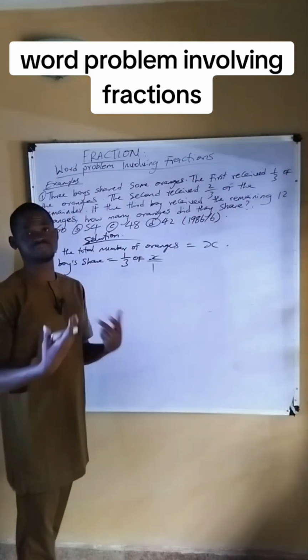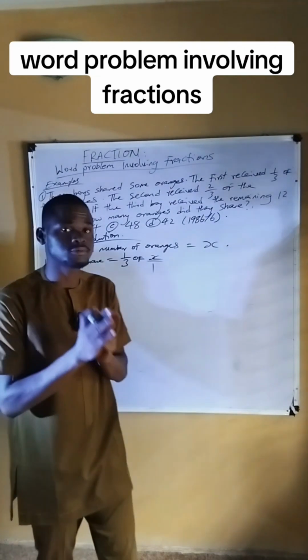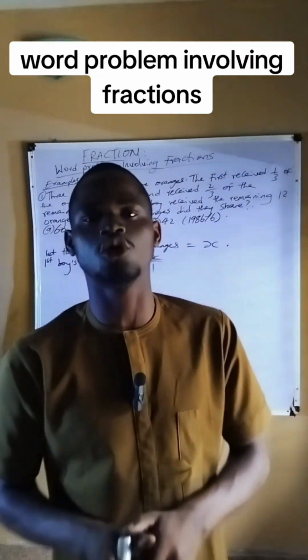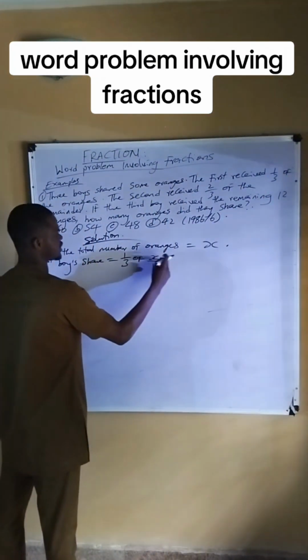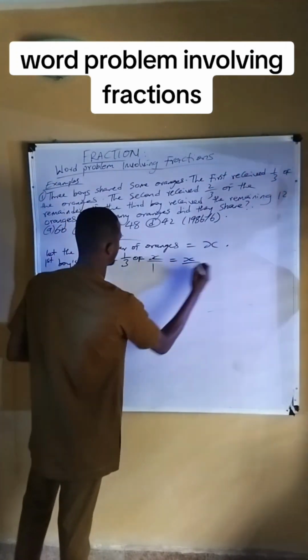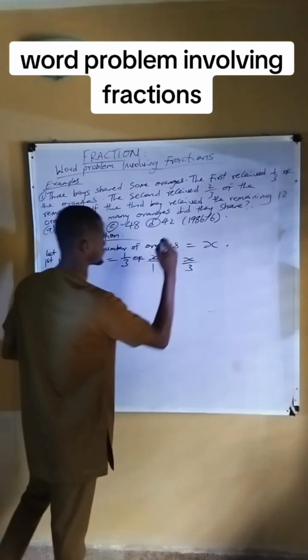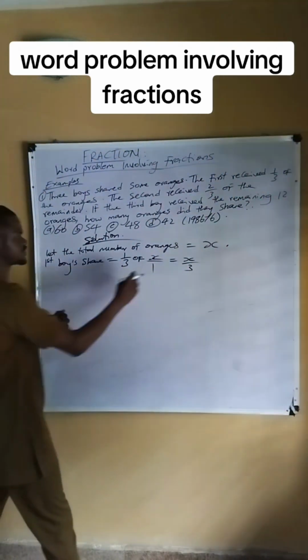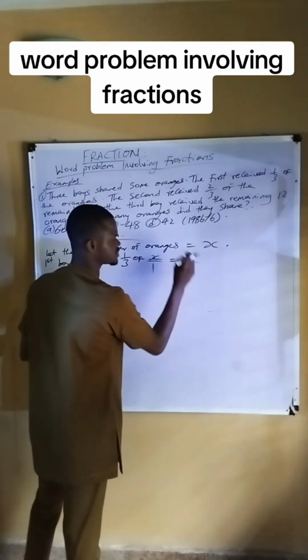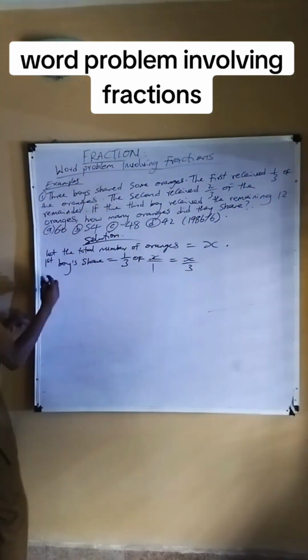In fractions, "of" also means multiplication. And anytime you are multiplying fractions, you use the numerator to multiply the numerator and the denominator to multiply the denominator. Now, the numerators will multiply themselves. 1 times S will give us S, all over 3 times 1, which gives us 3. That means the first boy's share of the total oranges is equal to S all over 3.